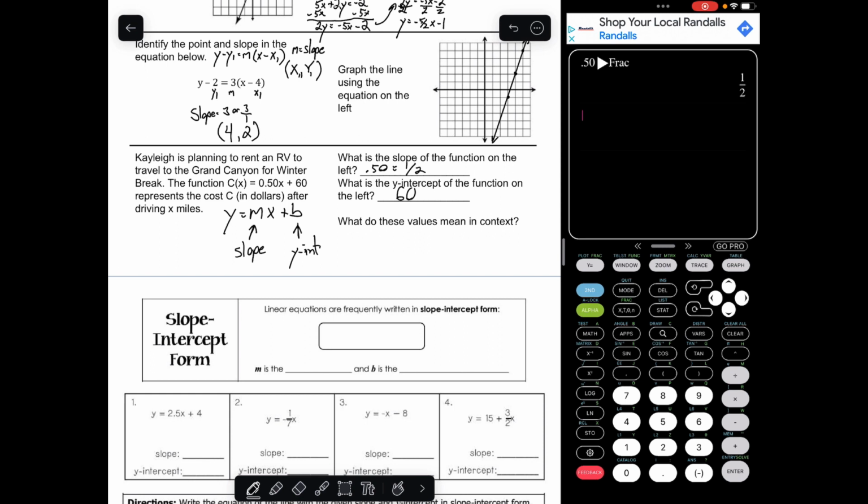So what do these values mean in context? 0.50x, let's put, means every mile driven costs 50 cents. 60 is the upfront cost. It costs $60 just to drive off the lot.